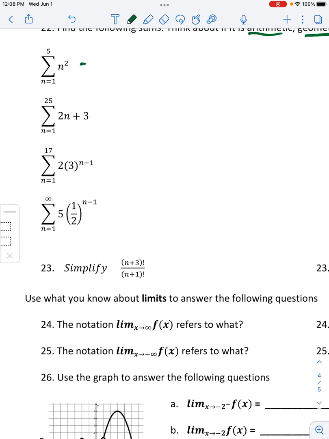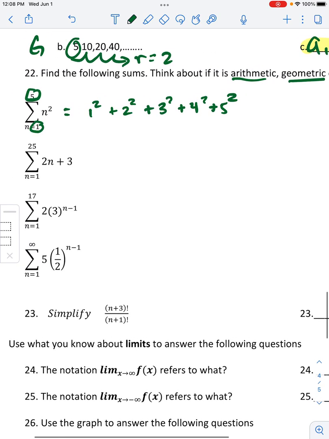This one is not arithmetic or geometric. We learned that up above. So I have to grind through it and go, okay, what if I plug in a 1? Because remember, you start by plugging that number in, and then you keep going until you get to that top number, which is telling you where to stop. And then you have to just go ahead and do it. There's not like a shortcut formula that you can use for that sum. So I'm going to just add these up. And I'm getting 55.